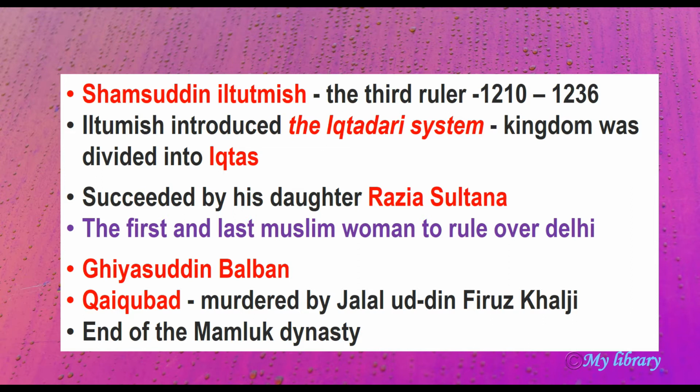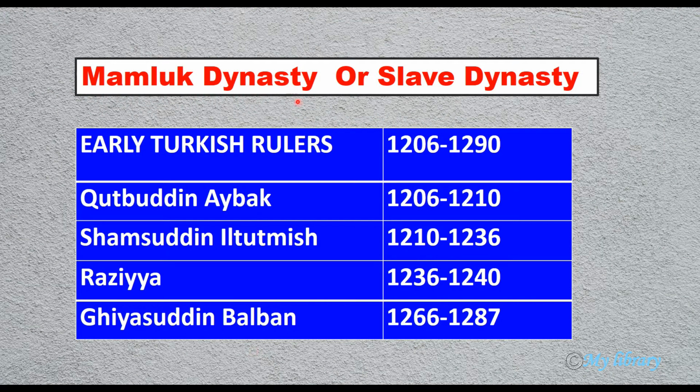The final sultan of this dynasty, Qaiqabad, was murdered by Jalaluddin Firuz Khalji, thus ending the Mamluk dynasty and replacing it with the Khalji dynasty. Have a look at this table. You will see important early Turkish rulers: Qutbuddin Aibak, Shamsuddin Iltutmish, Razia Sultana, and Ghiyasuddin Balban.